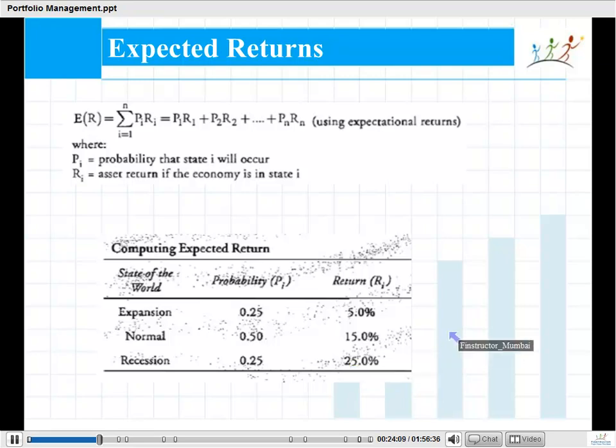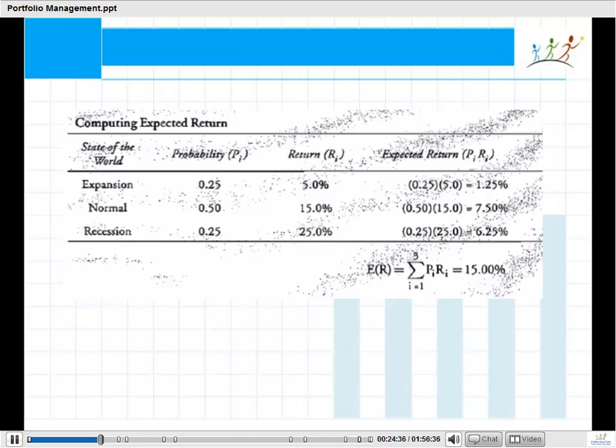What are the expected returns from the stock? It will be the probability of expansion times the return in the case of expansion, the probability of normal times the return in a normal economy, and the probability of recession times the return in the case of recession. Take the product and take the sum. It's called taking the weighted average. So the expected return from the portfolio is 15%. That's how we'll compute the expected return from an asset.